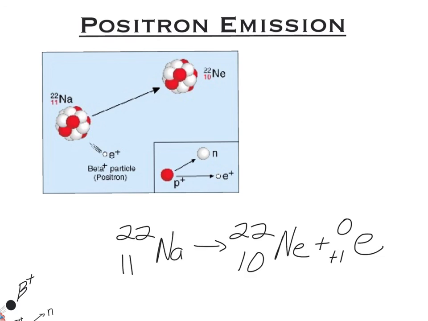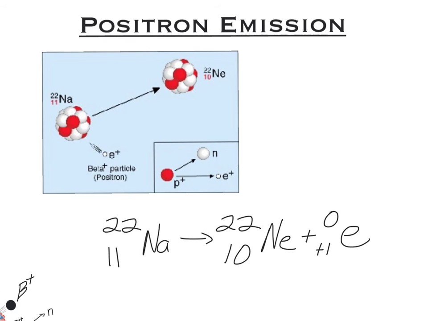we can see that we have sodium 22 here. It undergoes decay. In this case the atomic number decreases because we took a proton and it's no longer a proton, it's a neutron and a positron, so that decreases our atomic number by 1, giving us neon in this case, because 10. The atomic mass doesn't change, because we just swapped protons and neutrons, so that won't change our atomic mass.